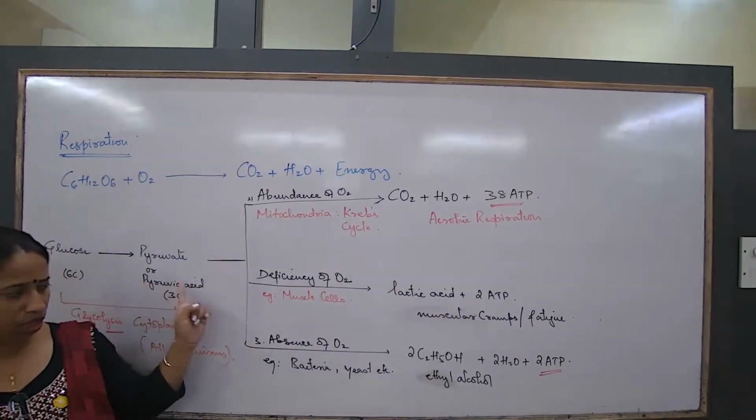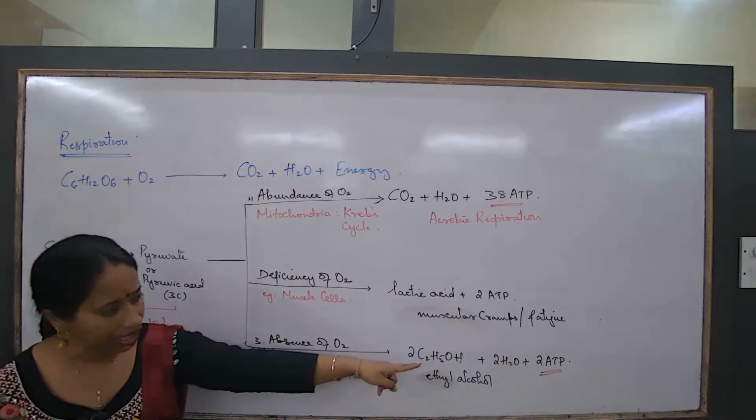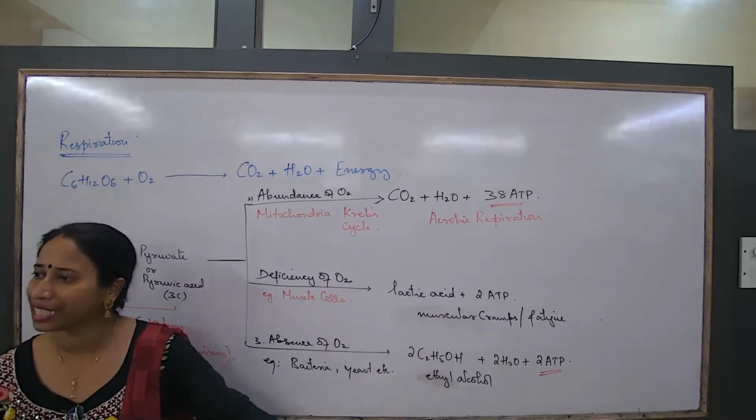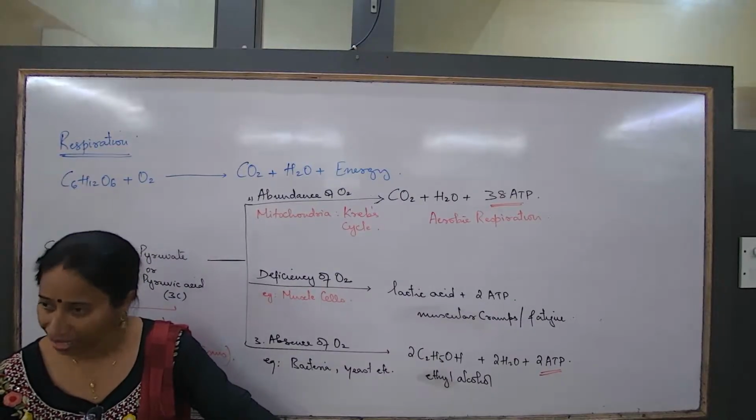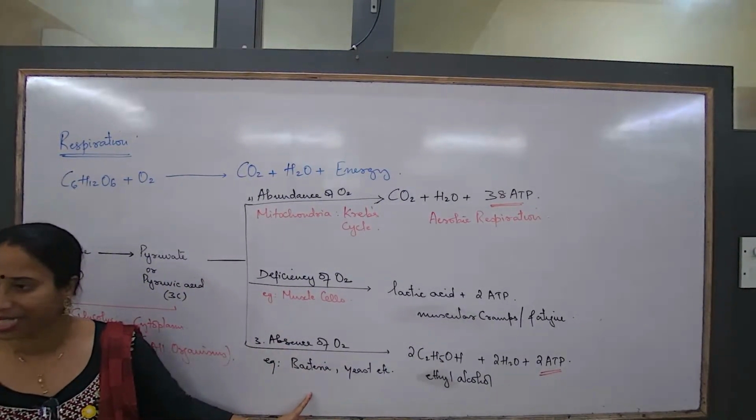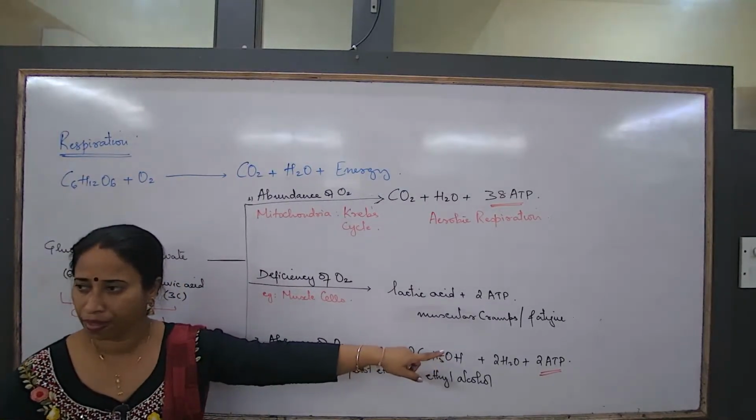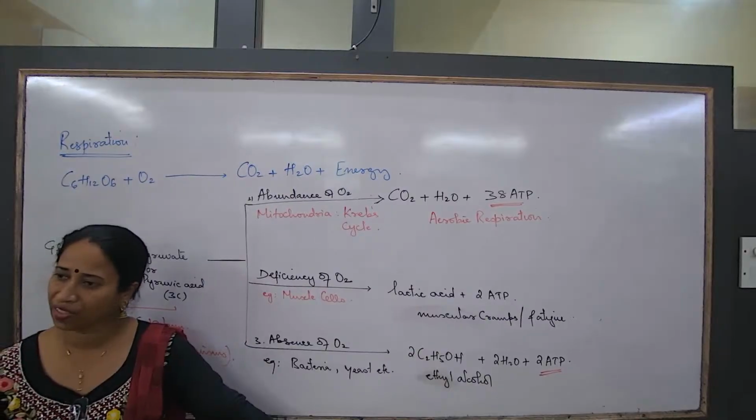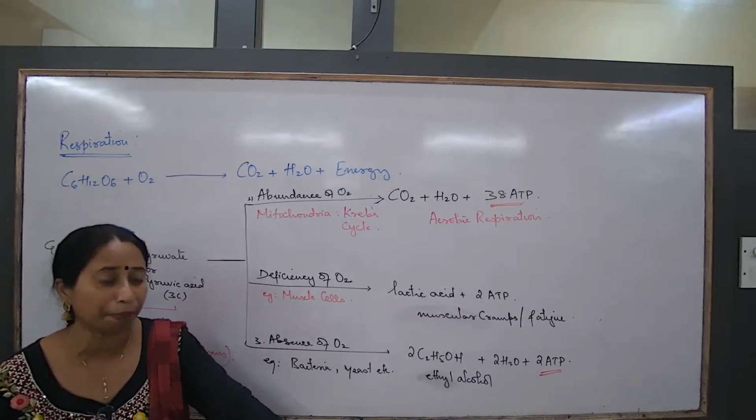Same, from 1 molecule of glucose, what about these organisms? They get only 2 molecules of ATP. What is the full form of ATP? Adenosine triphosphate. So from 1 molecule of glucose, if it is a yeast or a bacterial cell, they get only 2 molecules of ATP. But definitely the yeast and the bacteria are much simpler than our organization. Our body organization is very complex.